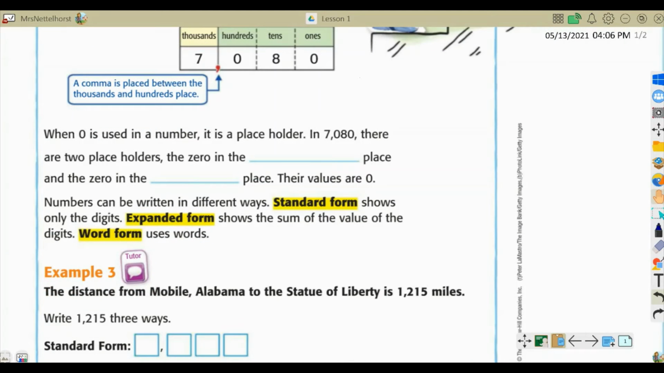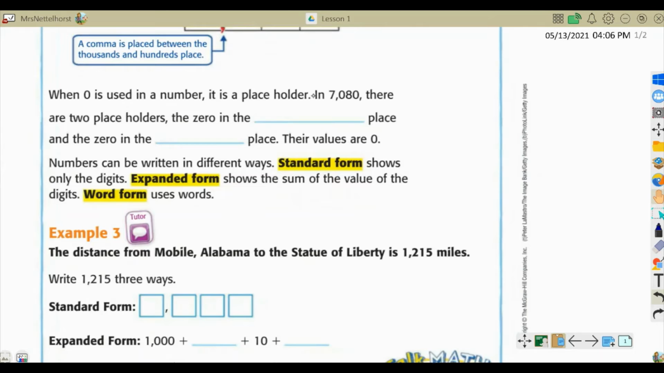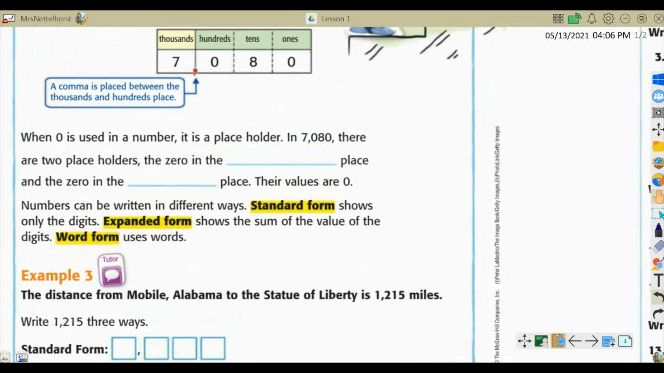When 0 is used in a number, it is a placeholder. In 7,080, there are 2 placeholders: the 0 in the hundreds place, right here. Oops, sorry, I thought I was in pen mode. I even looked. The 0 in the hundreds place, and the 0 in the ones place. Their values are 0.